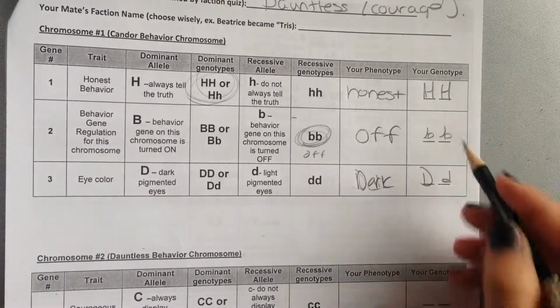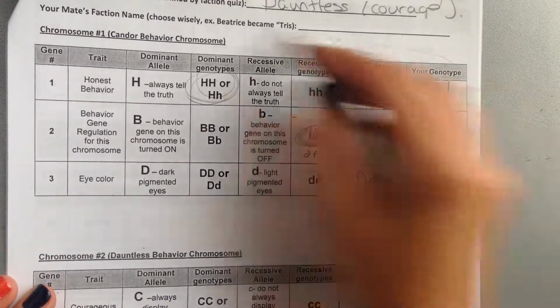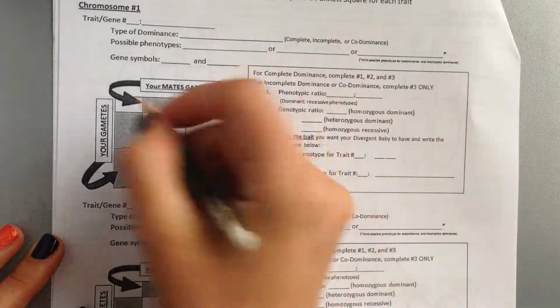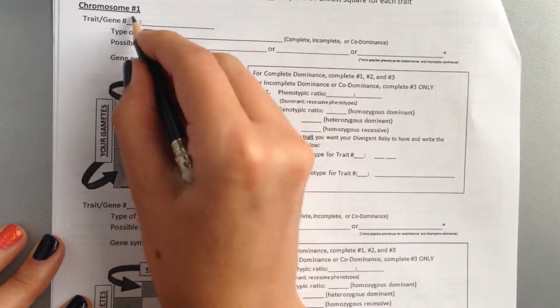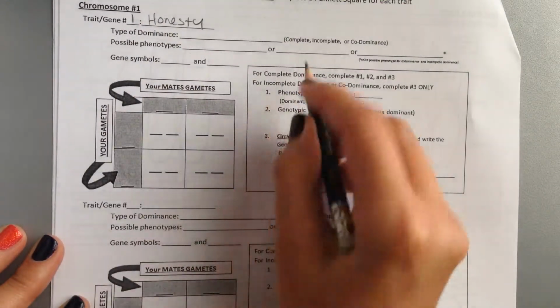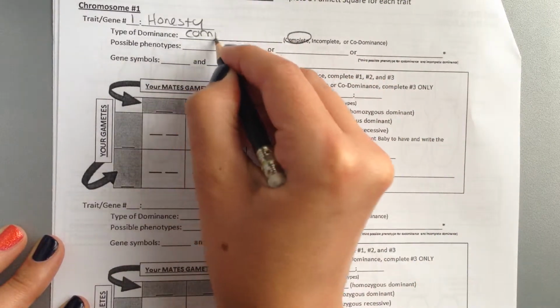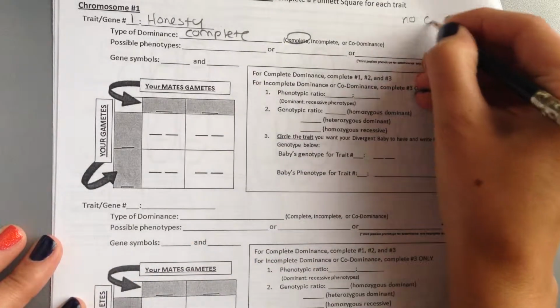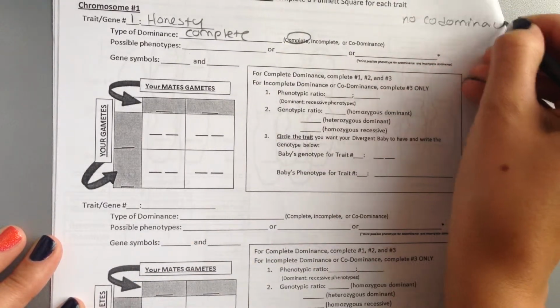So what we're going to do, and again, this is my mate, and this is their genotype for honesty. Now what we're going to do is come over here, and this is chromosome number 1, which is for honesty. When we start filling out this chart right here, we're talking about gene number 1, which is honesty. So you would fill that in. Type of dominance, all of these are complete dominance except for height. Height is the only one that's incomplete. You have no codominance in this activity. So keep that in mind.